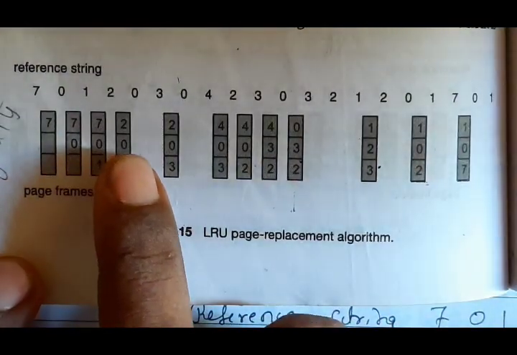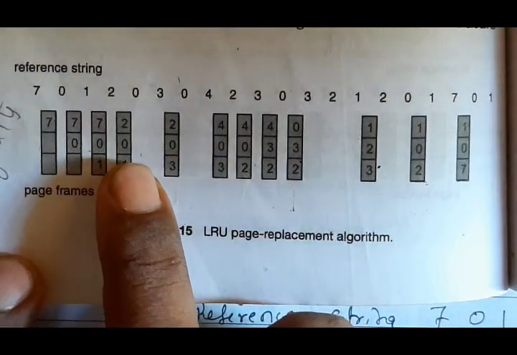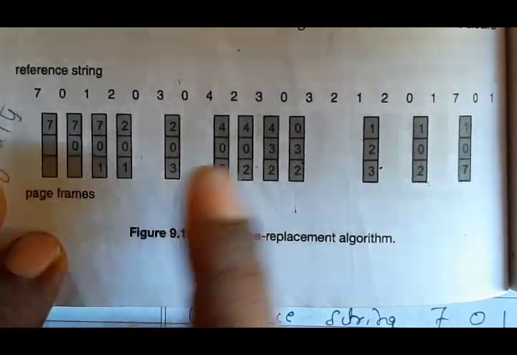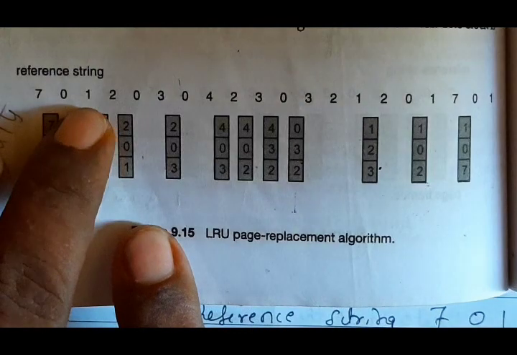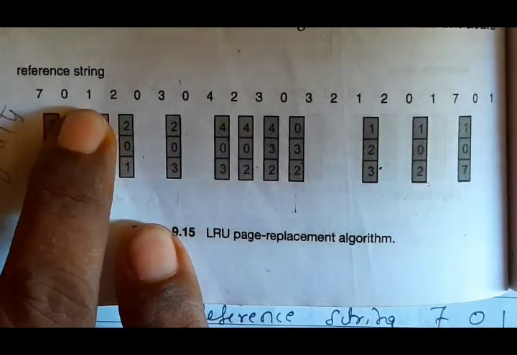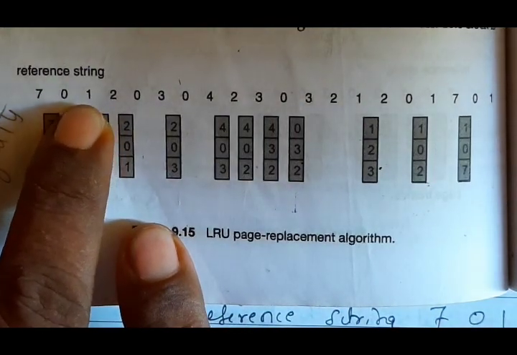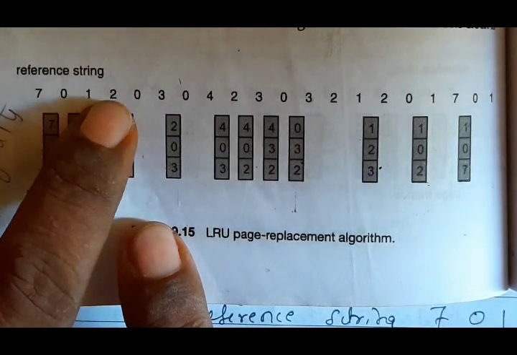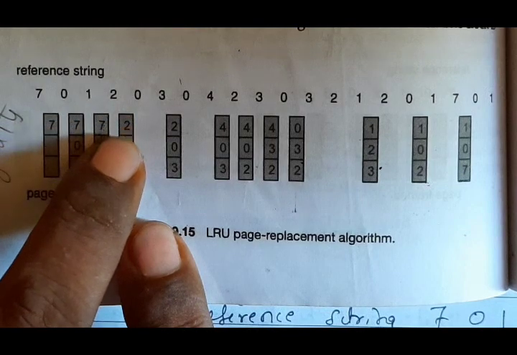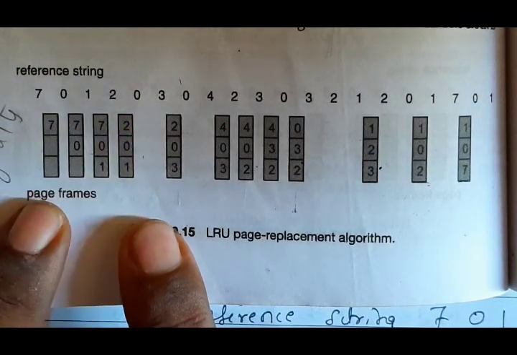Here in LRU, least recently used, which one is least recently used? See here, among these three: 7, 0, 1. 1 is the most recently used, 7 is the least recently used. So in place of 7 you have to replace 2. Okay, like this.